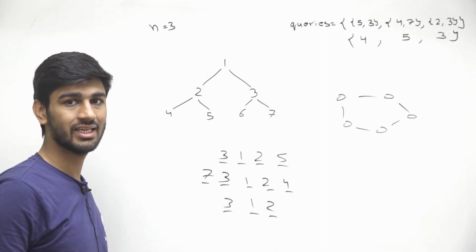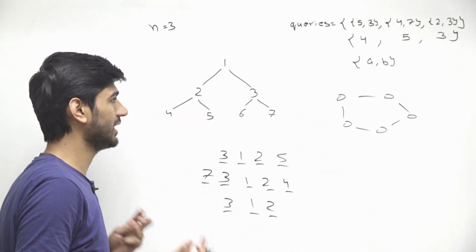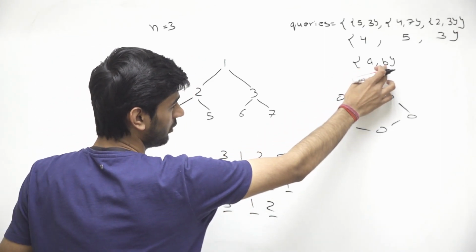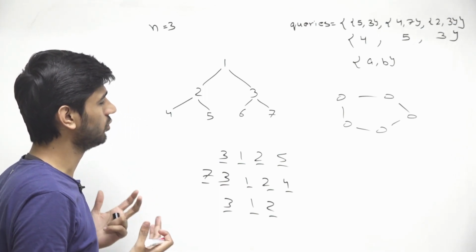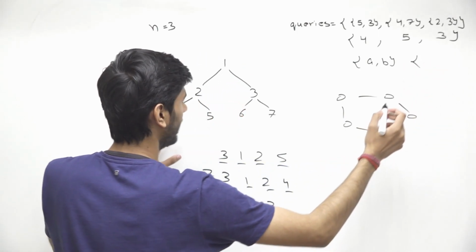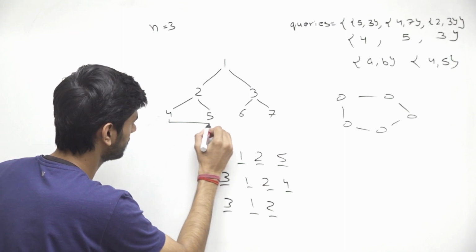Now for a generic case, let's say for nodes A and B, we might be tempted to say that the answer will be the number of nodes from 1 to A plus the number of nodes from 1 to B minus 1, right? But will that be really true? Let's take one more example. Let's say we are given one more query, and in that we have to connect, let's say, 4 and 5, all right? So we have to connect these two nodes, right?